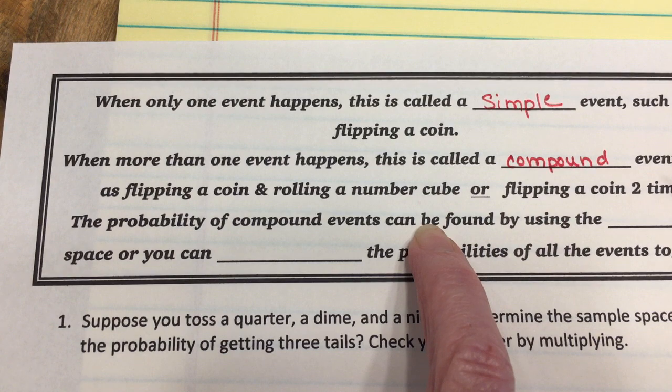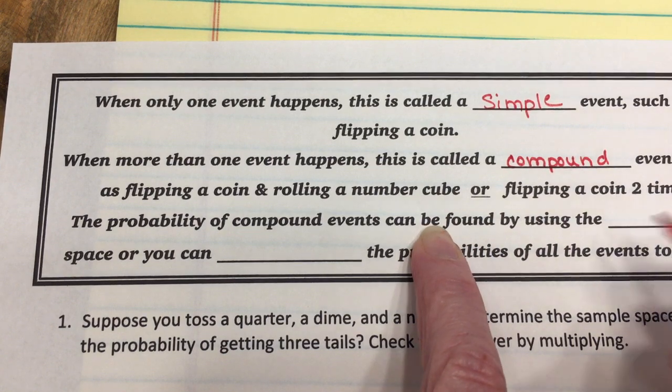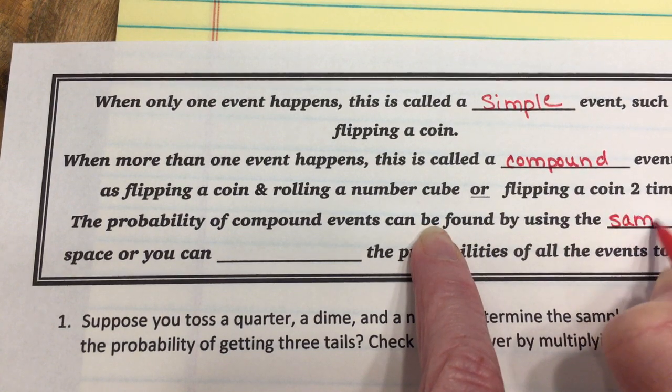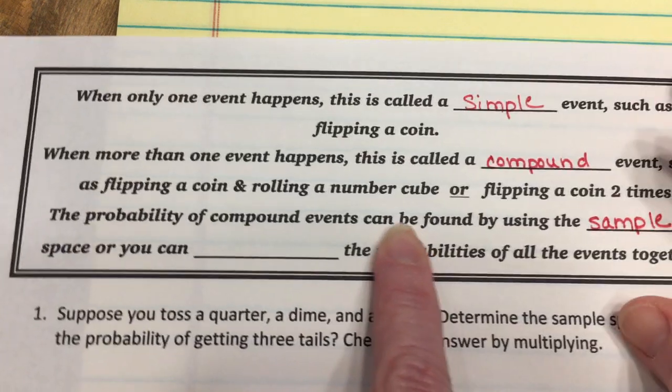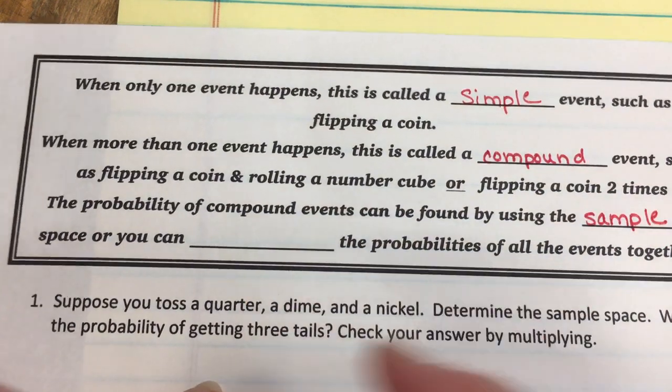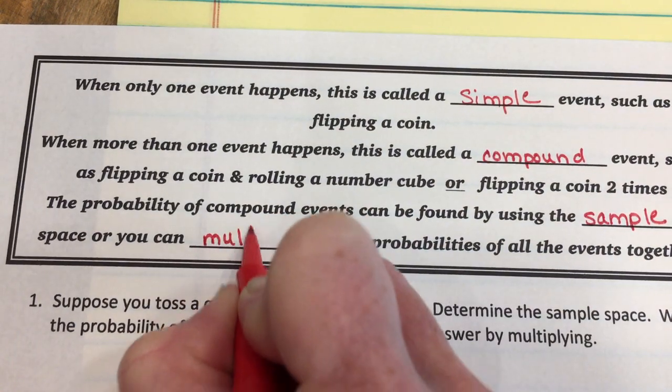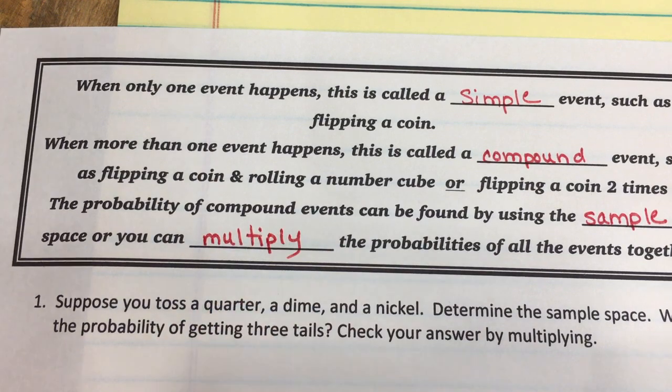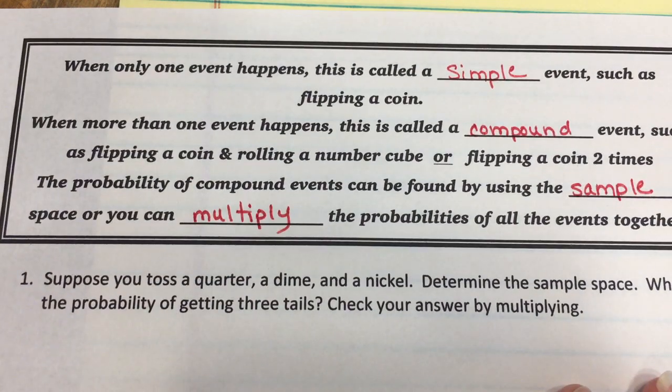The probability of compound events can be found by using the sample space. That's what we did on the front when we completed the list. Or you can multiply the probabilities of all the events together. I'm going to show you both ways, and you can choose how you like to do it.